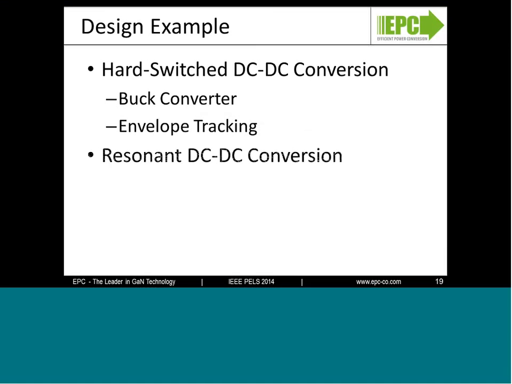Then we'll talk about the advantages of eGaN FETs in resonant DC to DC power conversion. And we'll do that by first taking a look at a traditional application, a 48 to 12 volt resonant bus converter, which is used in an intermediate bus architecture in a telecom or server application. And then again, we'll talk about an emerging application that's enabled by gallium nitride, and that's high frequency wireless power transfer.